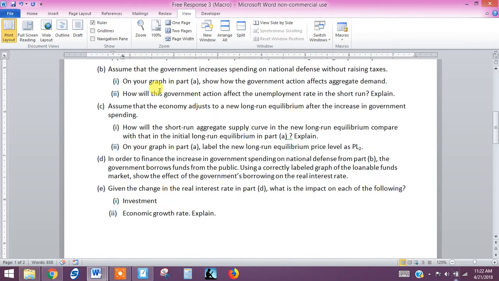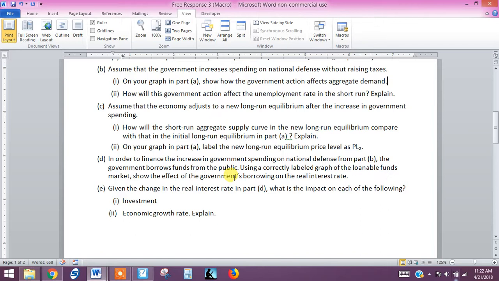Okay. So part D. In order to finance the increase in government spending on national defense from part B, the government borrows funds from the public. So what's going to happen if the government starts borrowing? Well, that's going to crowd out other borrowers, right? So that's one thing we know right away. So it's going to have a crowding out effect if they start borrowing money to finance their defense spending.